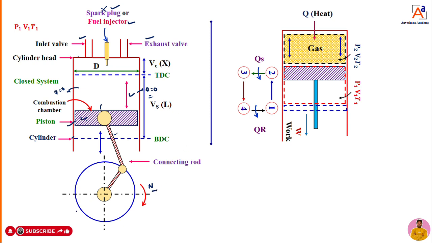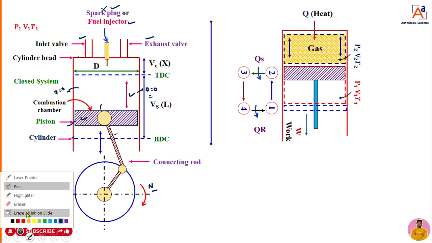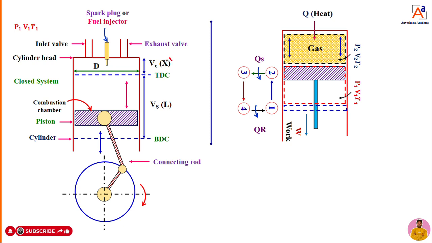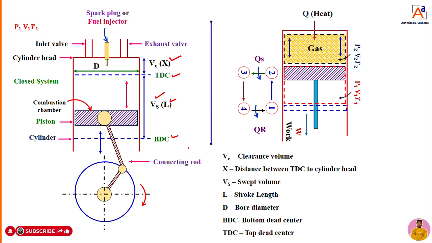And dear students, to understand this diesel cycle, to do the derivation or to solve numericals, we should know this terminology. What is VC? VC is the clearance volume. What is TDC? Top dead center. What is VS? Swept volume. Then what is capital L? That is the stroke length, the distance between BDC and TDC. BDC is the bottom dead center.